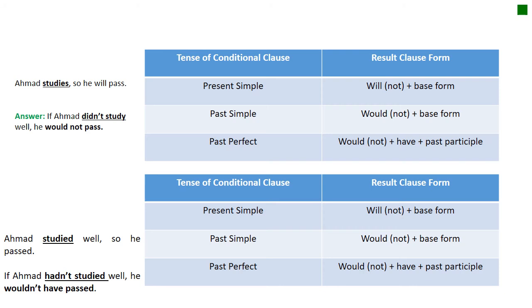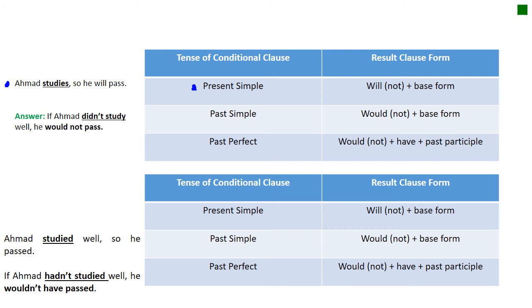Here is a chart that I compiled for my students and I use it every year. So let's take a look at it. Here is my original sentence. Ahmed studies, so he will pass. Where's my condition? Ahmed studies. The result, he will pass. My condition is in the present simple. Here it is. He will pass.